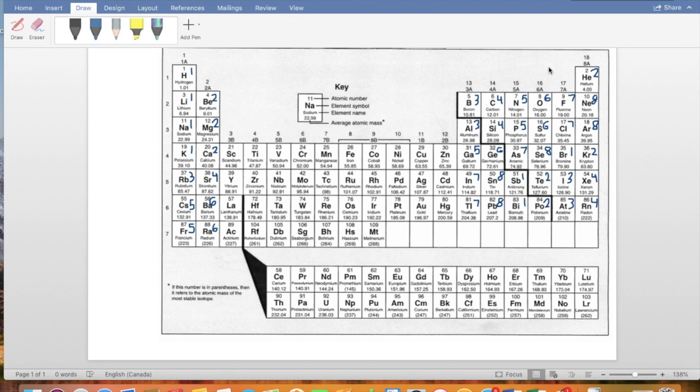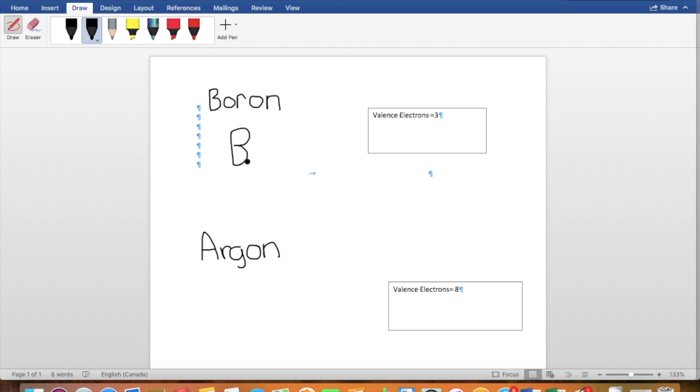So now that we know the number of valence electrons for each element, I'm going to show you how to write them in a Lewis dot structure. So the first step is to take the element that you are doing it for. So I'm going to take the representative element boron, which is in period 2 in group 13, and the group label for boron is 3A. And boron has 3 valence electrons. So the first step is to write the element symbol.